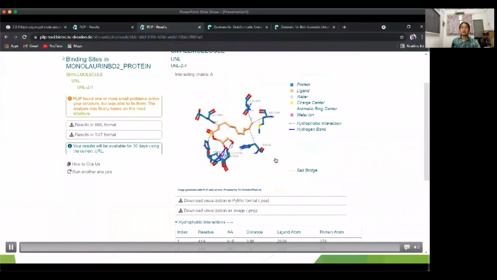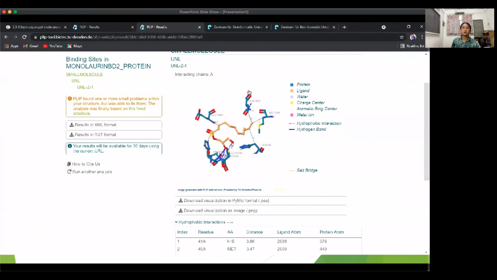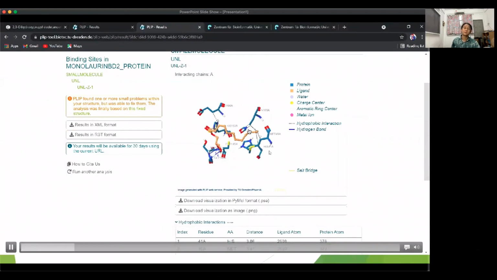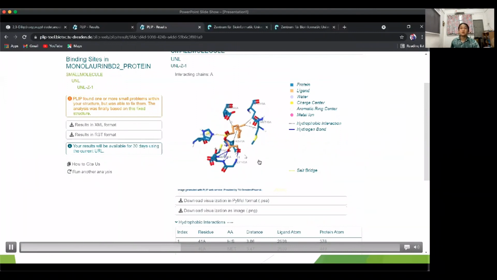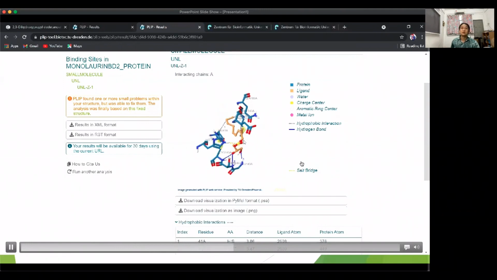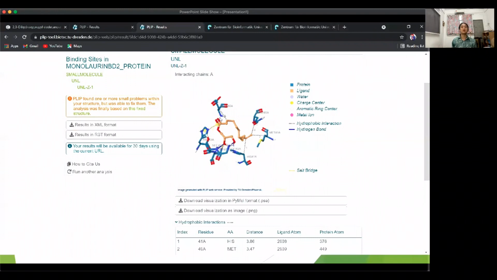This is the interaction of the ligand monolaurin, the best result from VCE, with the amino acids of the main protease of SARS-CoV-2. The blue lines are also hydrogen bonds, and the dotted lines are hydrophobic interactions. In this interaction there is also a salt bridge, the yellow dotted lines, which is another significant interaction that allows strong binding of the ligand with the receptor, which is good.